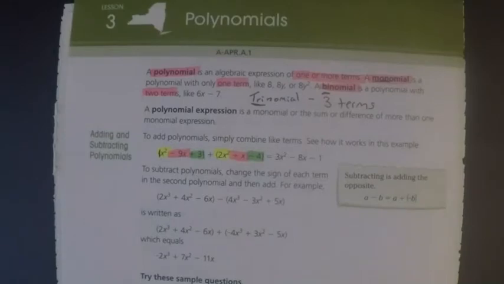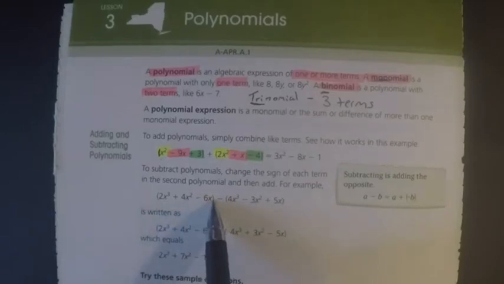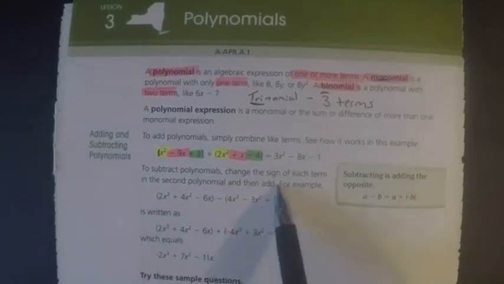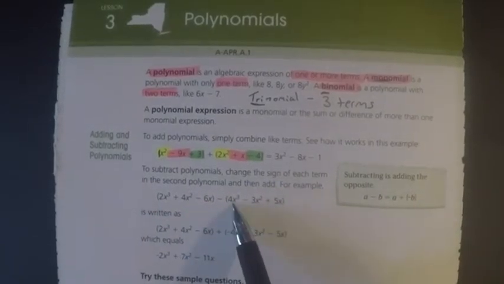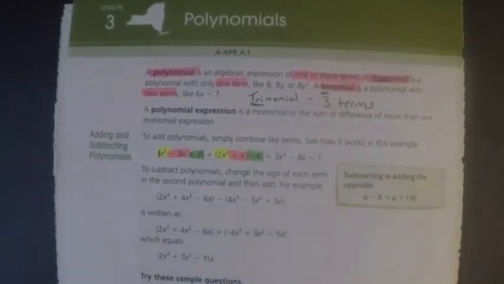If we take a look, the next part here has to do with subtracting polynomials. To subtract polynomials, we change the sign of each term in the second polynomial and then add them here. So if you take a look here, we still have our polynomial in the first one here. It's 2x to the third power, or 2x cubed, plus 4x squared minus 6x. And then we're subtracting this whole second polynomial. So we're subtracting 4x cubed minus 3x squared plus 5x.